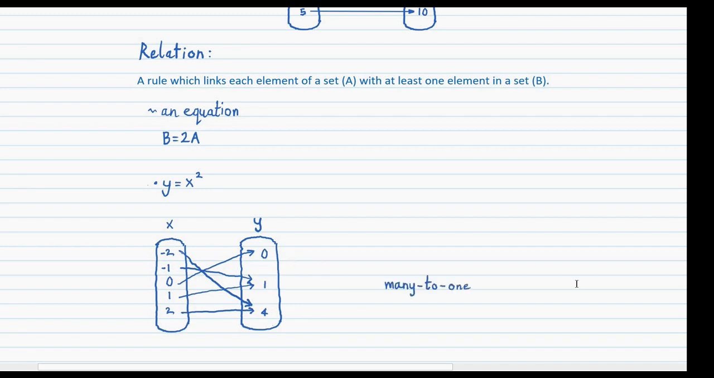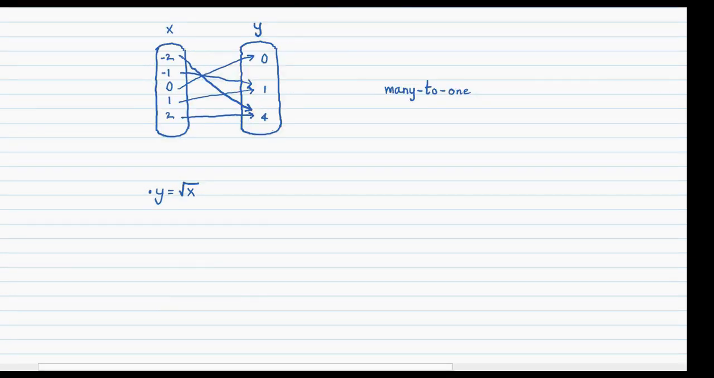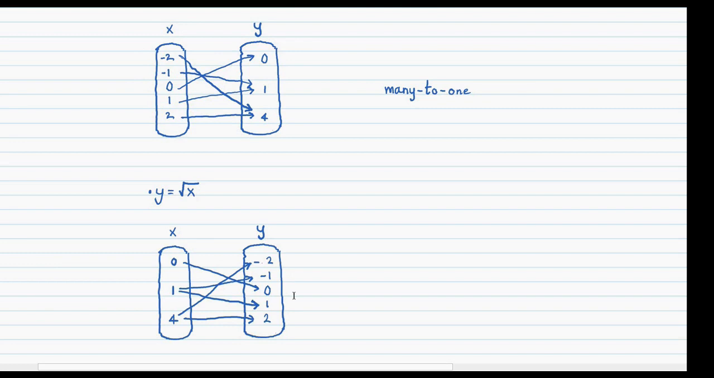Then there's the final possibility. Let's say the relation y equals square root of x, and you want to get y for x values of 0, 1, and 4. You would get another messy looking diagram, but this time single values of x linked to numerous y values. So it's a one-to-many relation.